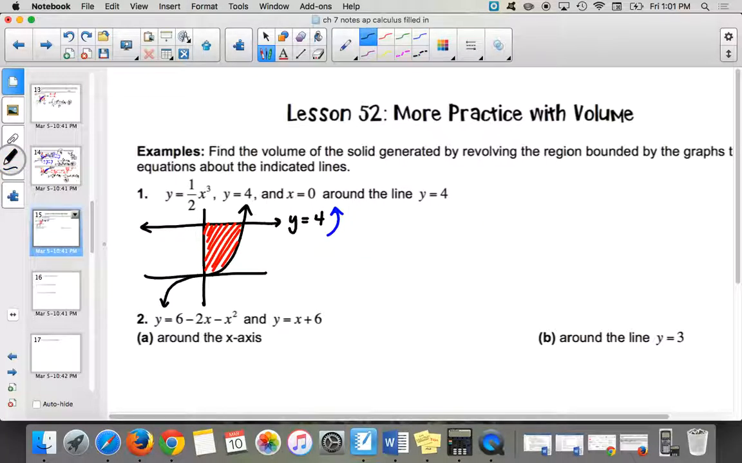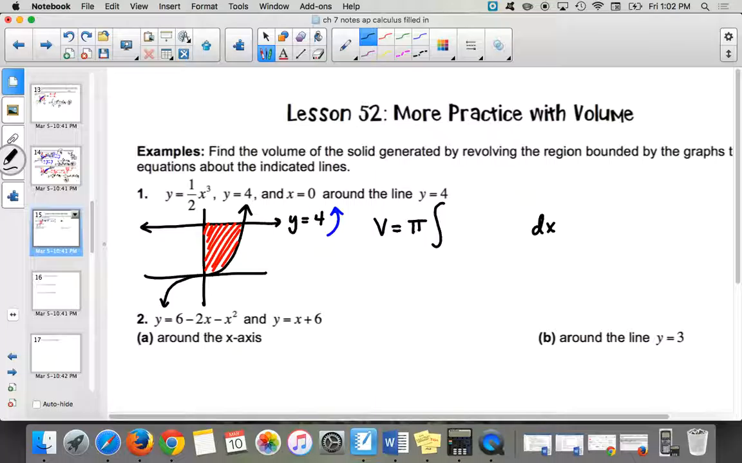All right, so anyway, we're going to set this up, and we're going to do our volume, and it's going to be the pi. Am I going around the x-axis or the y-axis? Or something that looks like the x-axis or y-axis? It looks like the x-axis, right? It's just kind of moved. So we're going to integrate with respect to x because we're using this disc and washer method.